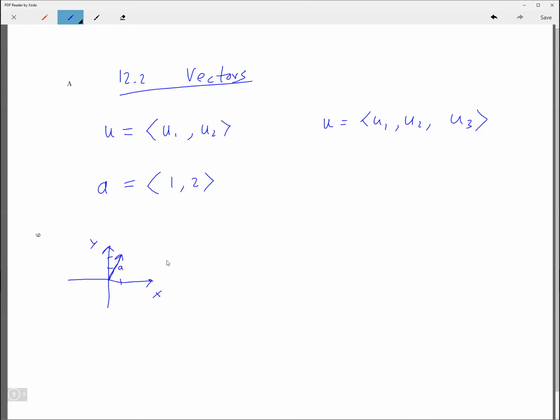Okay, but you could also have the tail anywhere, and it'd still be A. It'd have to be the same size as this, though. That's also A, over here. It doesn't really matter where it is, it's just pointing in that direction, and it's this long. So it's like a force. And then the same thing would happen in three dimensions. And then there's a whole bunch of properties of vectors.